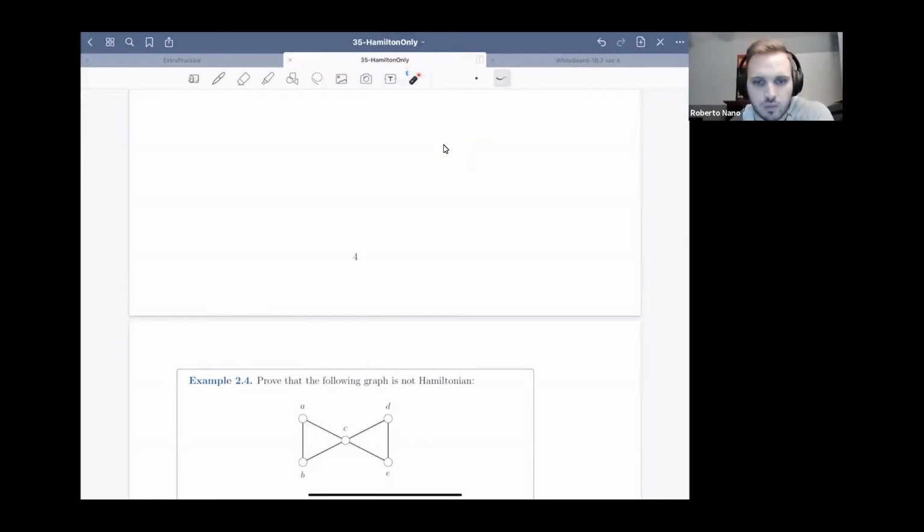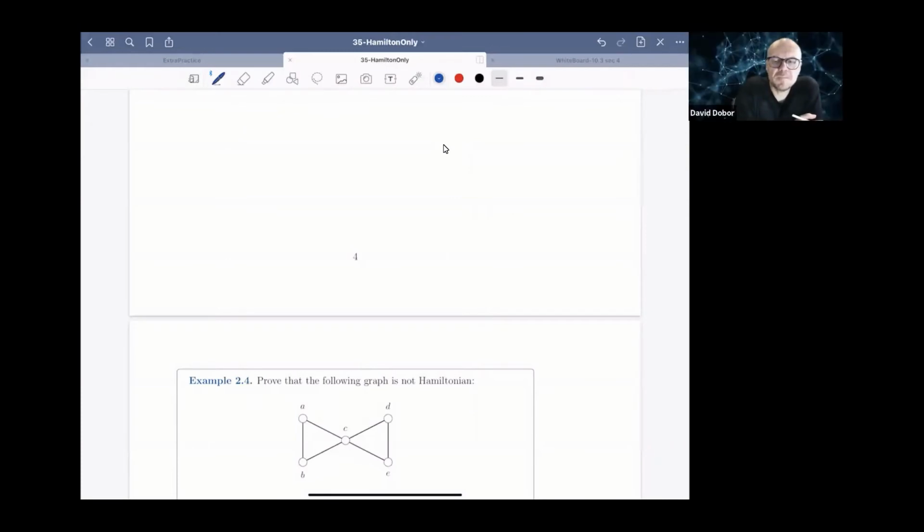Because no matter where you start, you will have to pass through the vertex C at least twice in order to go to the other two vertices on the other side. And even if you start from C, there isn't any way to go to the other side. If you go to D and then E, so I get it. You can make that argument by cases. Can we argue it a little bit differently?